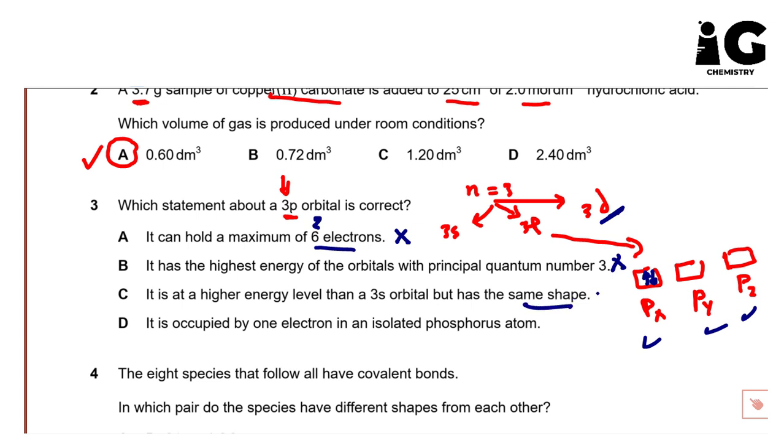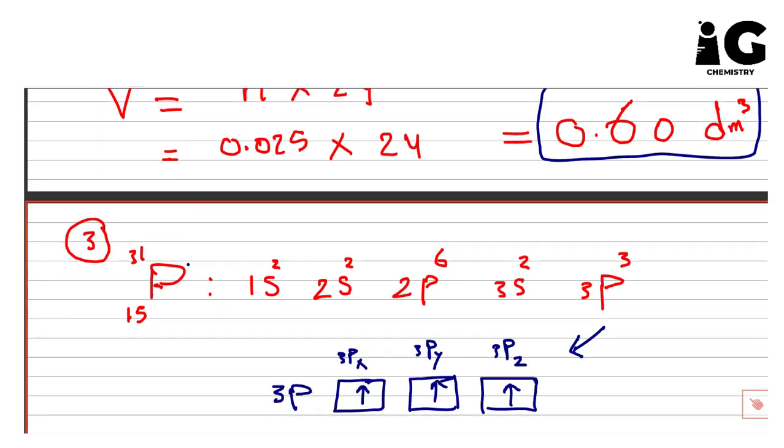Actually, guys, same shape is completely wrong, because all the s orbitals have spherical shapes. And p orbitals have a dumbbell shape. So the correct answer must be D. It's occupied by 1 electron in an isolated phosphorus atom. If we distribute the electrons of the phosphorus atom, P, you can get P, 15, 31.